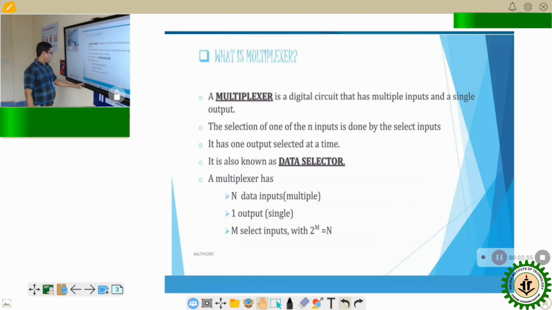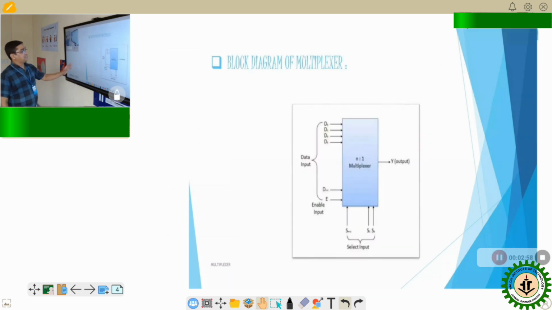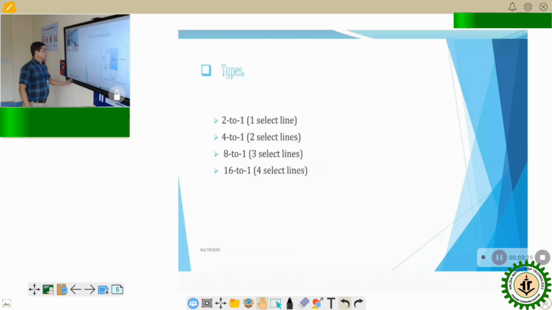Next, this is the block diagram of the n:1 multiplexer. Why n? n is the number of data inputs. These are D0, D1, D2, D3 up to Dn minus 1. As it starts from 0, it goes up to Dn minus 1. That is the data input. And next is the select input, defined as S0, S1, S2, S3 and so on, the select inputs. That is why this is called the n:1 multiplexer, and there is 1 output. So this is the block diagram.